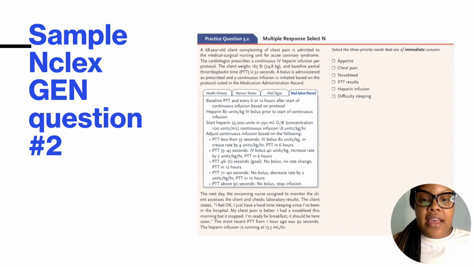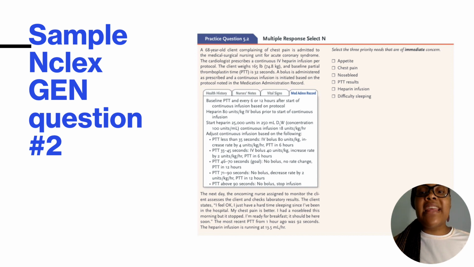It says that the next day, the oncoming nurse is assigned to monitor the client, assesses the client, and checks their lab values. It says that the client states, "I feel okay. I had a hard time sleeping since I've been in the hospital. My chest is better. I've had a nosebleed this morning, but it stopped. I'm ready for breakfast. It should be here soon," the nurse said. It says the most recent PTT from an hour ago was 92 seconds. The heparin infusion is running at 13.5 mLs. All right, so that's the scenario. It says select the priority needs that are of immediate concern.